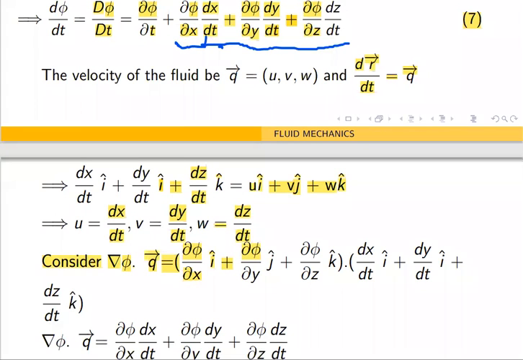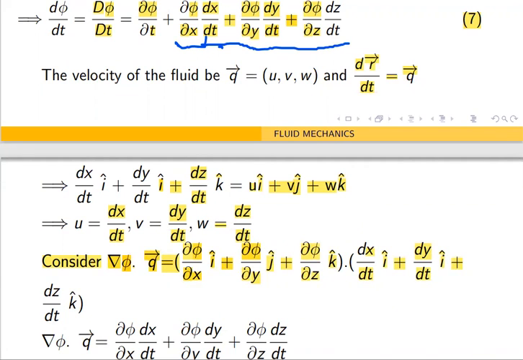Now take the dot product. What is the dot product? The dot product is del phi dot q. So we'll take del phi here dot q. Our q is in terms of u, v, w, and u is dx by dt, v is dy by dt, and w is dz by dt. That is how that q has come there.